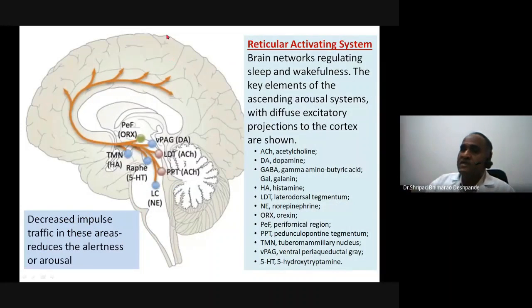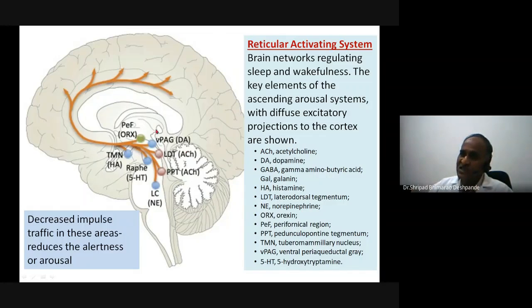Now we consider the areas of the sleep, the reticular formation or reticular areas. In this reticular area I have already listed the locus coeruleus, that is norepinephrine. This is the raphe nucleus, the serotonergic, and the tuberomammillary nucleus, histaminergic, and we have the ventral periaqueductal gray, that is dopaminergic, and these two, pedunculopontine tegmentum and lateral dorsal tegmentum, are cholinergic neurons. Now we have a perifornical area, that is the orexinergic, that is projecting onto the lateral hypothalamus.